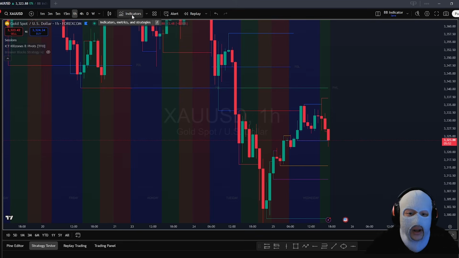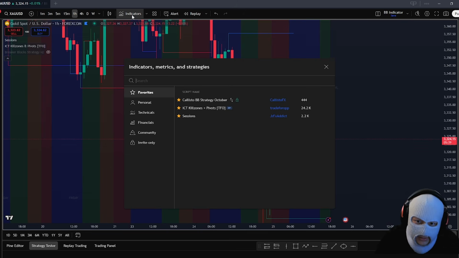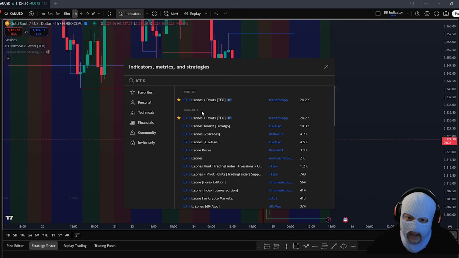So if you haven't already installed this indicator based on what I mentioned during the London session, go ahead and go to your indicators tab right now. I want each and every one of you to do this. Once you click on this, type ICT kill zones plus pivot points. ICT kill zones plus pivot points. And you will be able to see this right here. Click on this.